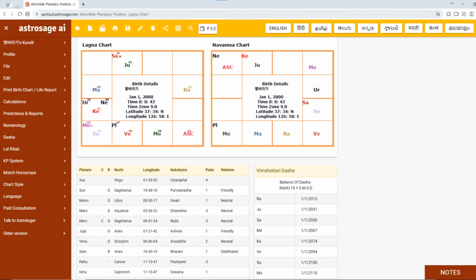The Sun and Mercury are in the 4th house in Sagittarius. The Moon is in the 2nd house in Libra. Venus is in the 3rd house in Scorpio. Mars is in the 6th house in Aquarius. Jupiter and Saturn are in the 8th house in Aries. Ketu is in the 5th house in Capricorn. And Rahu is in the 11th house in Cancer.